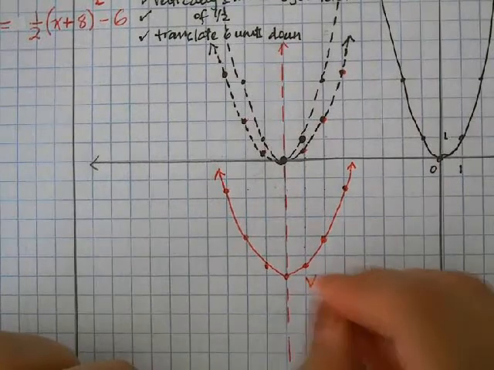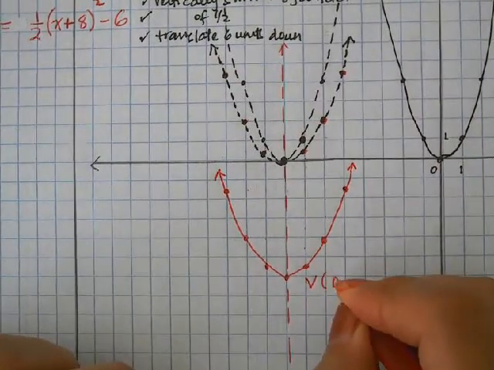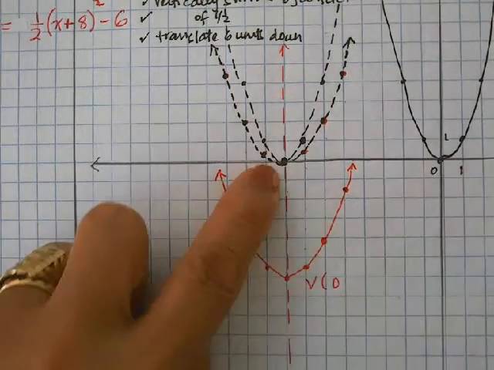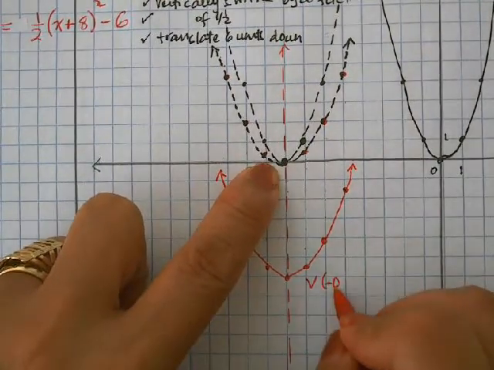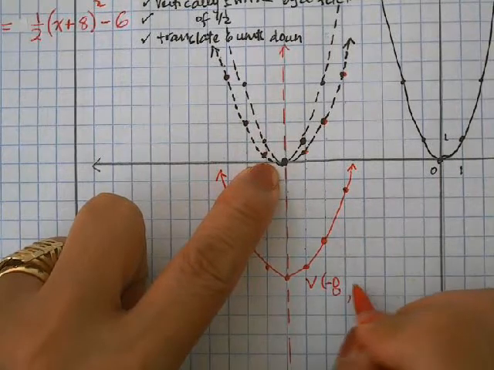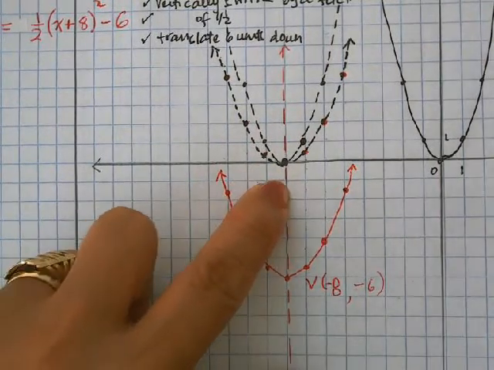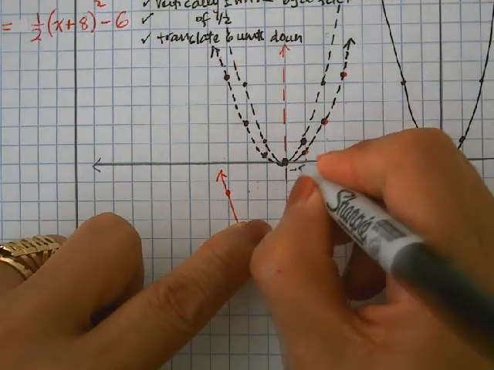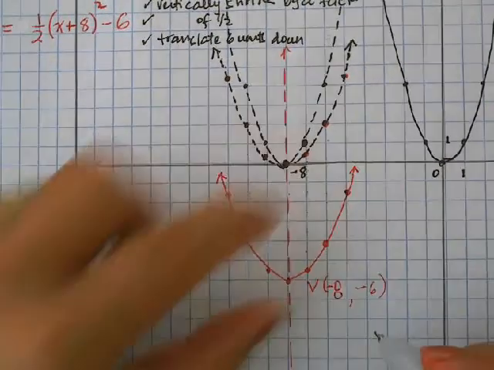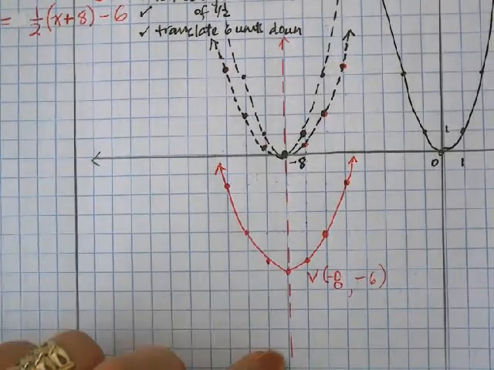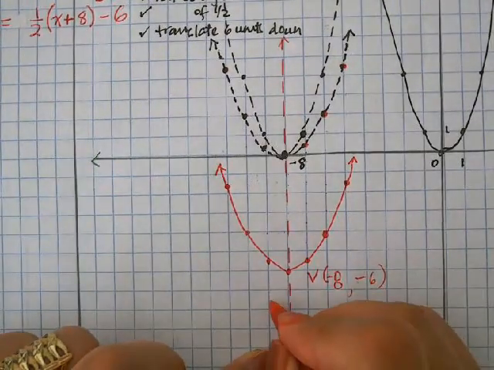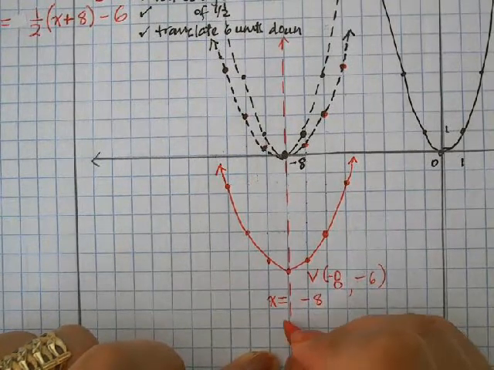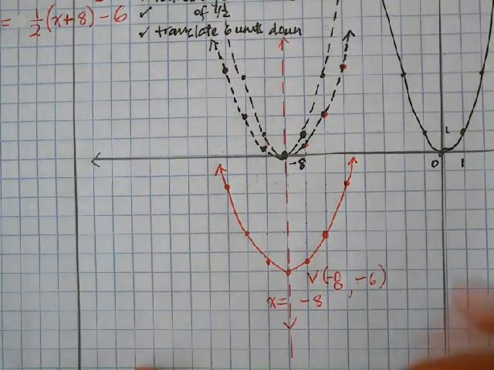So this is our vertex at the point 0. Oh no, not 0. Our 0 is here. That will be the point -8, -6. Okay, this is now -8, we counted from 0, and that's -6 because we went 6 down. Our line of symmetry will be the line x equals -8. Okay, and let's make our summary.